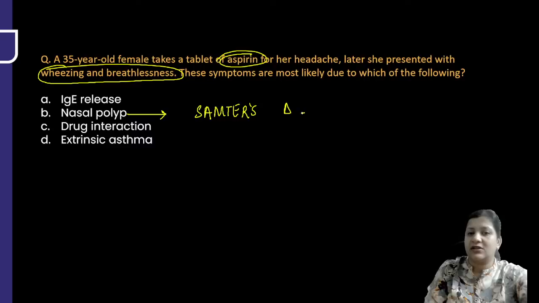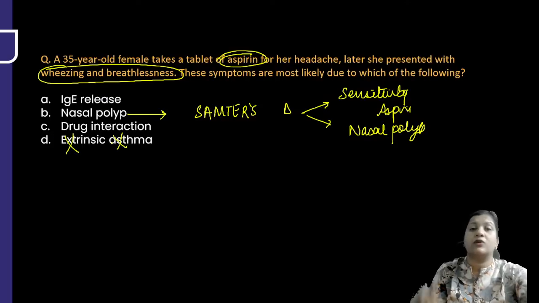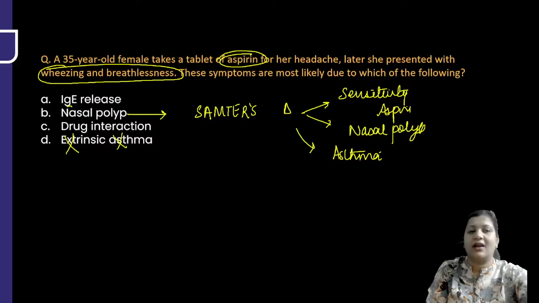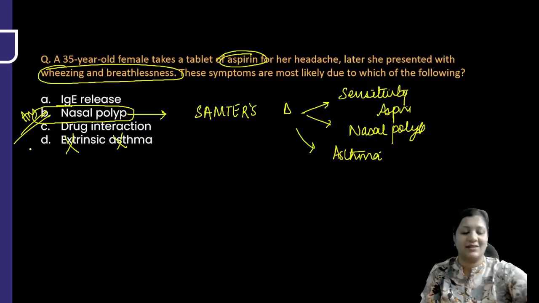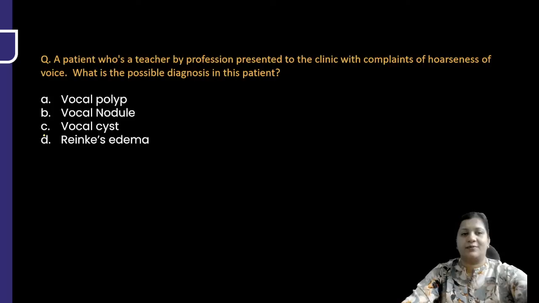Okay, so in Samter's triad, the patient is sensitive to aspirin. The patient is having nasal polyp. And this is not an extrinsic asthma because of some extrinsic provoking factor. This is an intrinsic asthma. So aspirin sensitivity, nasal polyps, and asthma, we call this triad Samter's triad. So the examiner was trying to find out if you knew Samter's triad or not. So the correct answer is going to be nasal polyp.